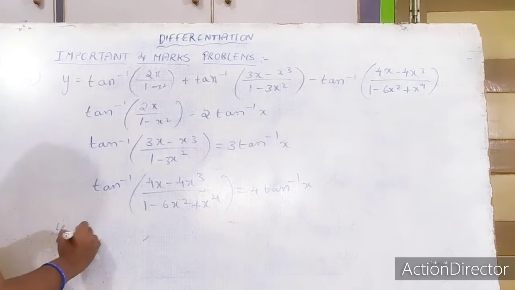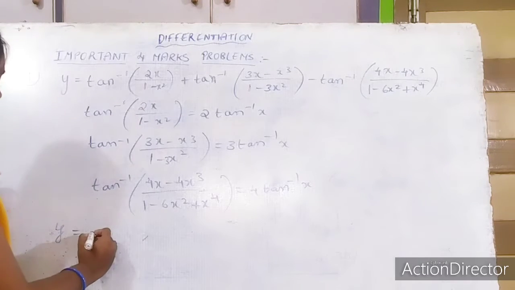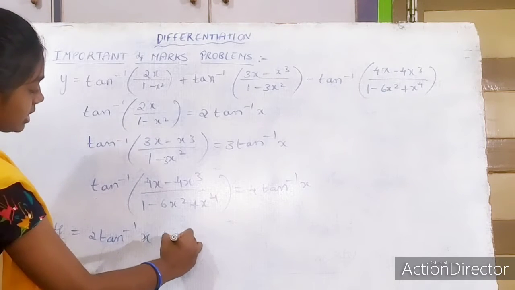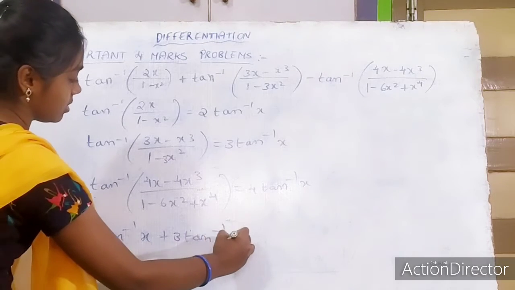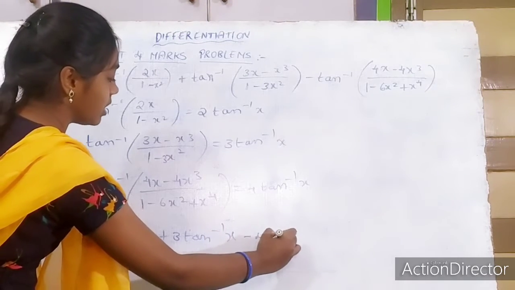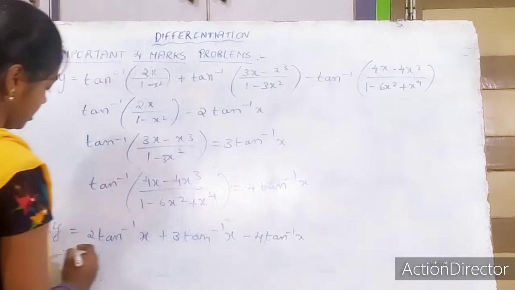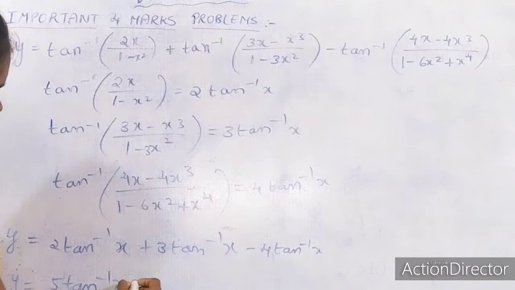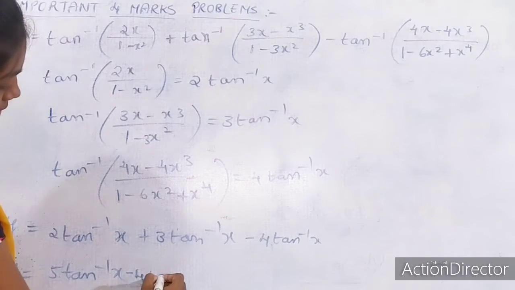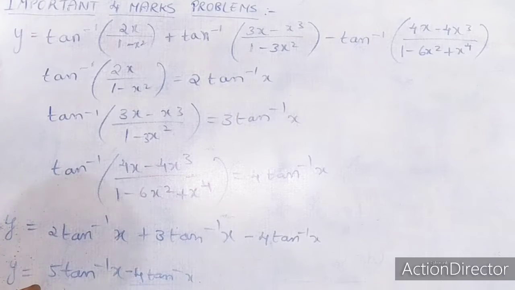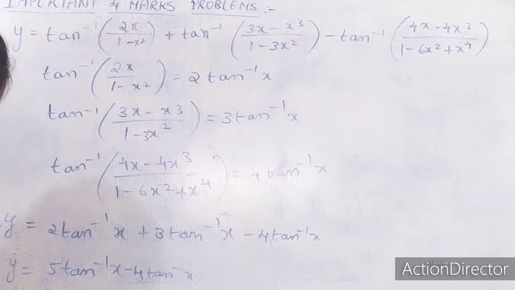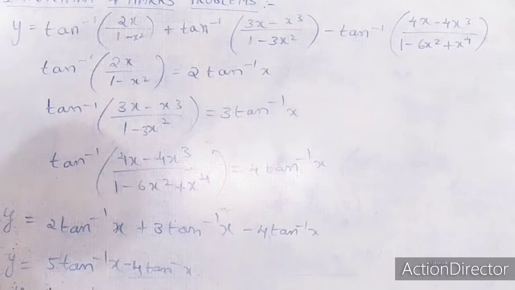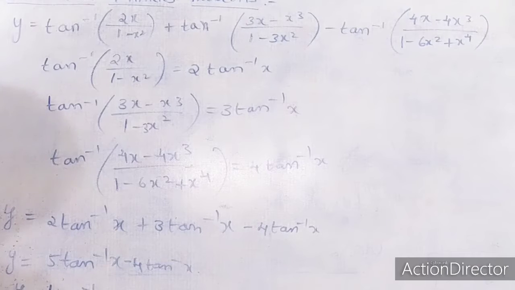So, y is equal to 2 tan inverse x plus 3 tan inverse x minus 4 tan inverse x. Simplify them: 5 tan inverse x minus 4 tan inverse x. So finally we get y is equal to tan inverse x. So we will find the derivative for the given y is equal to tan inverse of x.